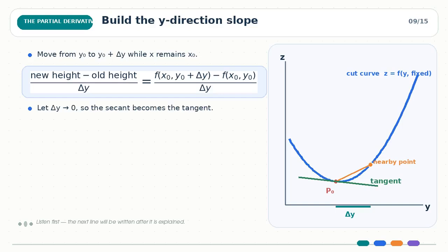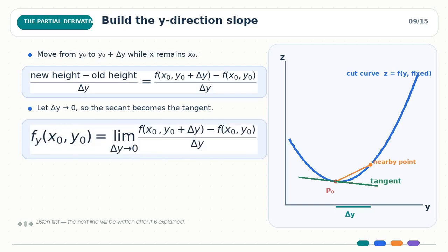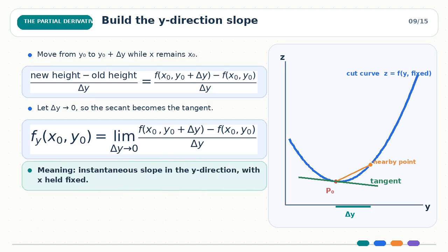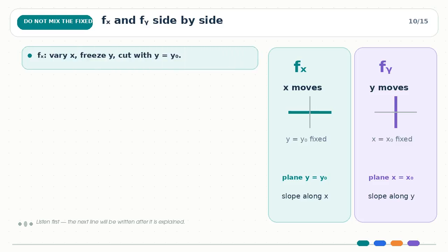Let delta y shrink to 0. The secant line approaches the tangent line to the second cut curve. Therefore f sub y is the limit as delta y tends to 0 of f of x naught, y naught plus delta y minus f of x naught, y naught, all divided by delta y. This is the instantaneous slope in the y direction, with x held fixed. For f sub x, vary x, freeze y, and use the plane y equals y naught. For f sub y, vary y, freeze x, and use the plane x equals x naught.